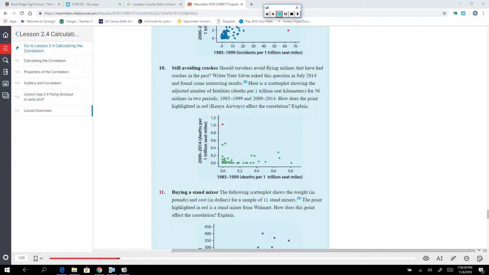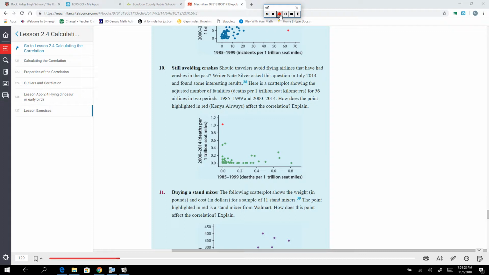Hopefully you've paused the video and thought about the problem for a little bit. Let's first think about the green dots without the red one. What kind of association do we have there? If we thought about how the data is trending and how weak or strong it is, hopefully you see that any particular line would be almost flat.